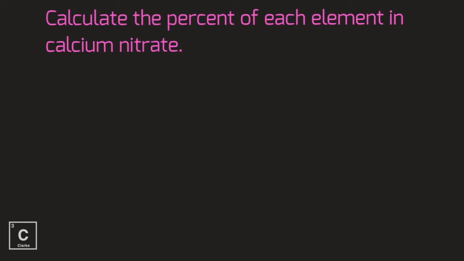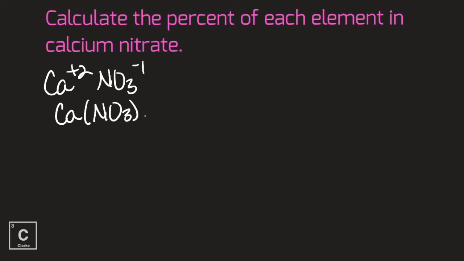Percent composition. Calculate the percent of each element in calcium nitrate. First, we've got to figure out the formula for calcium nitrate. Calcium is a main metal, so it's a +2. It's in group 2. Nitrate, polyatomic ion. It's an NO3 -1. Remember, we need these to equal 0. If calcium is worth a +2 and nitrate is worth a -1, we're going to need 2 nitrates to cancel out the +2.